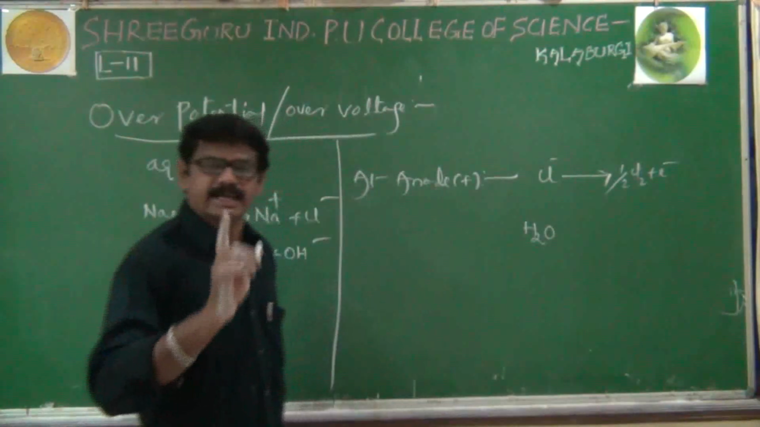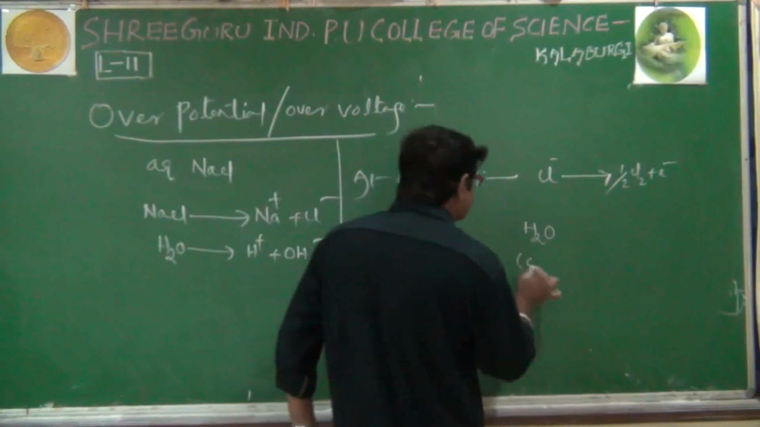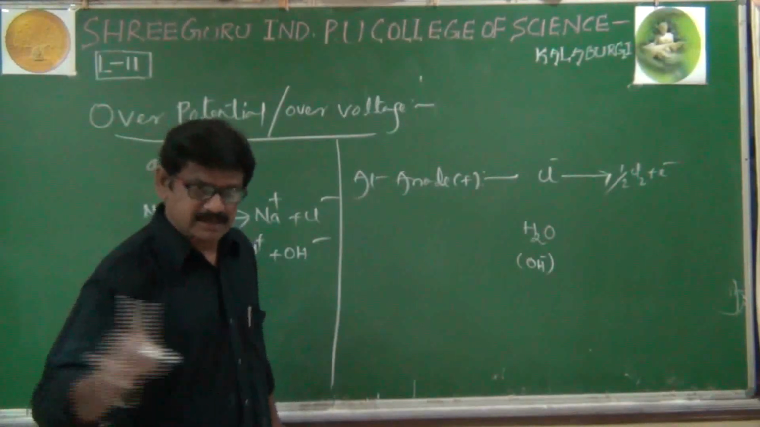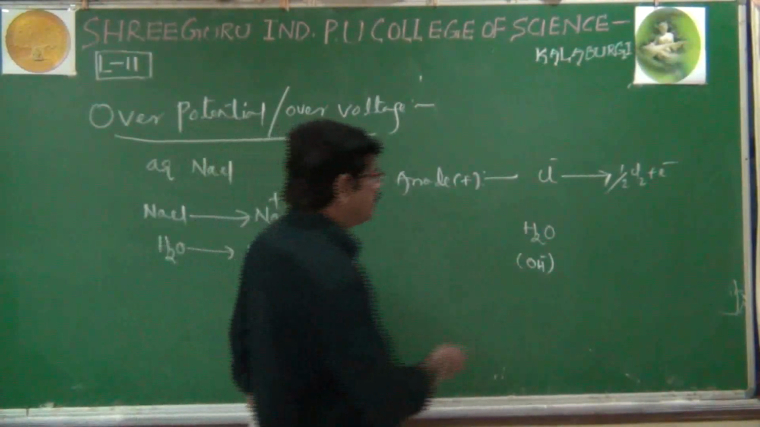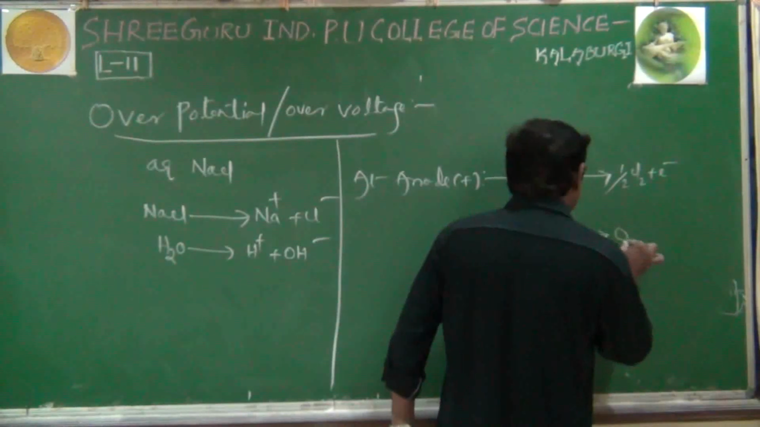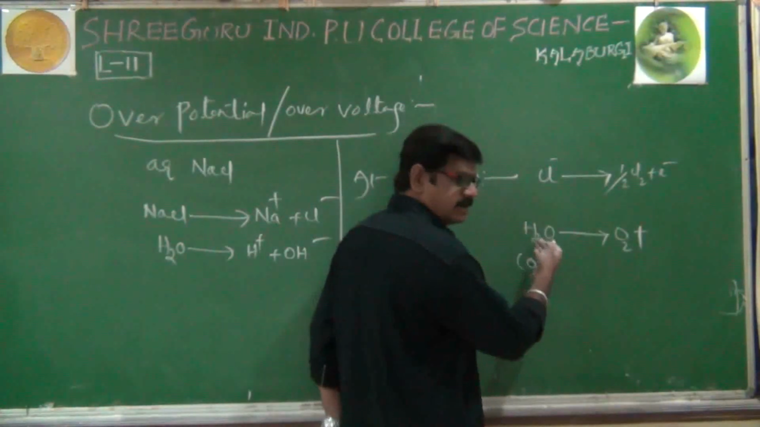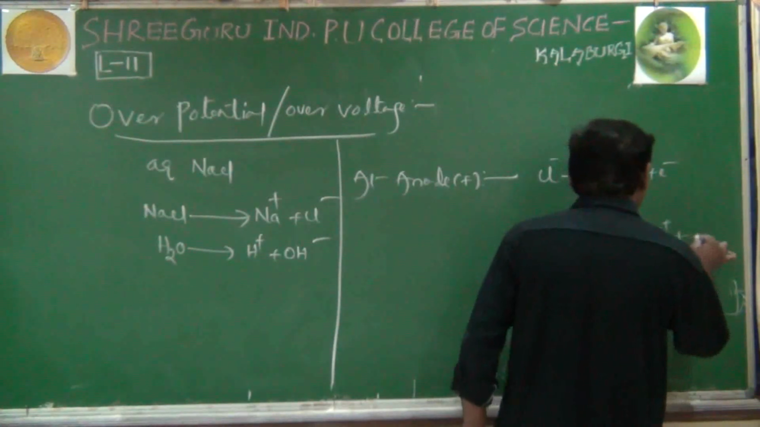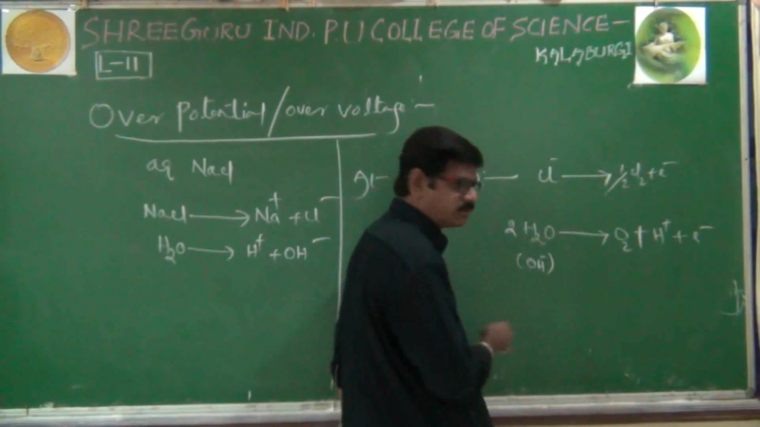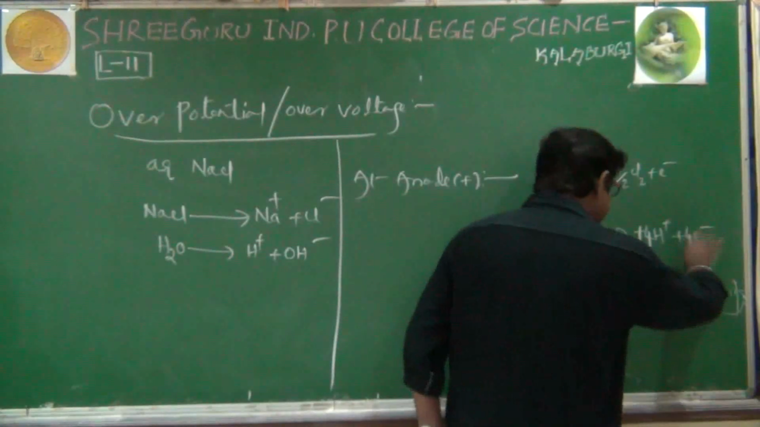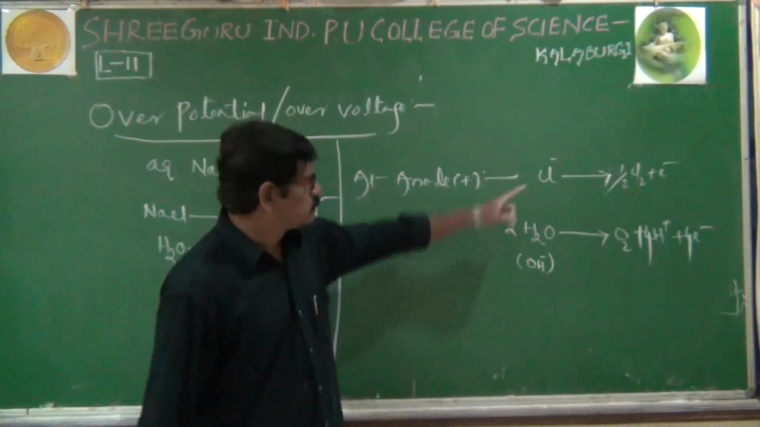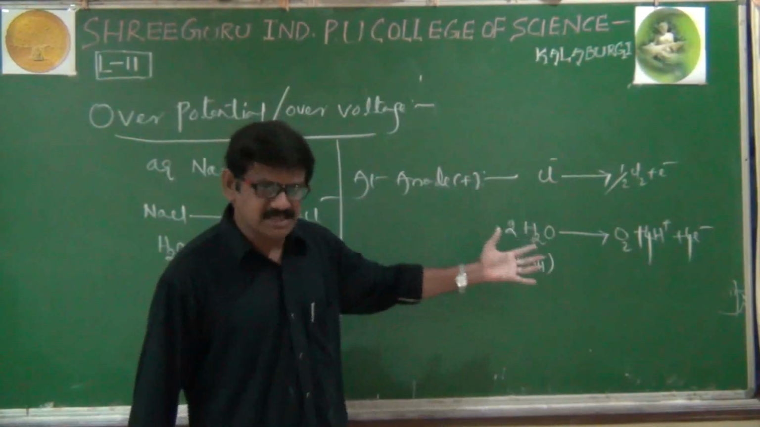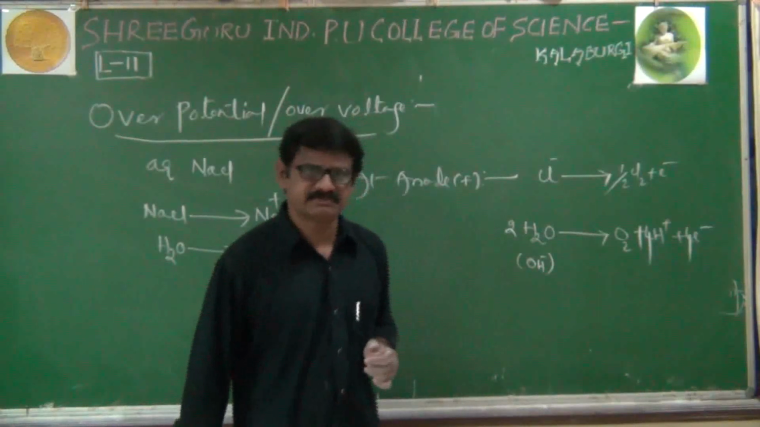Even though you are taking the entire water molecule, in that water only the OH- ion will undergo oxidation, remember, not the entire water molecule. After oxidation you will get O2, and the remaining species from water is H+, and of course electrons are released. For balancing, we write 2 here and 4 here, it is also 4, that's it. The two species' related oxidation reactions are shown here.